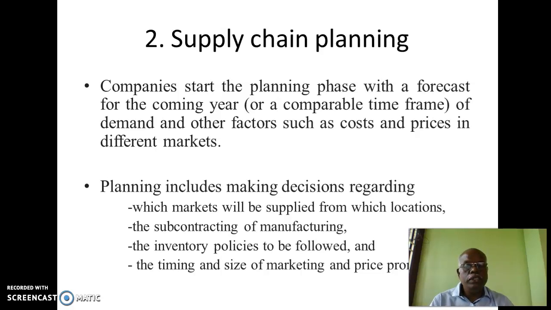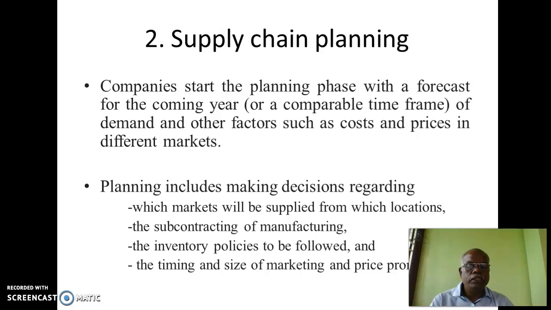Then the inventory policies to be followed. So what is the level of stock you are going to maintain in each product, when you have to reorder, that is they call it as reorder quantity, when you have to keep ordering the products again and again. So all these things come under inventory policies.